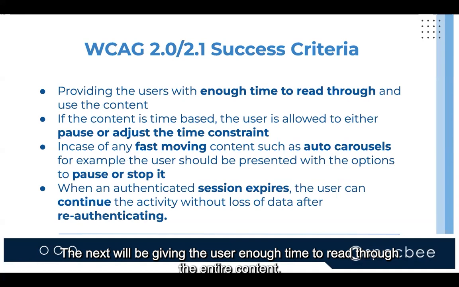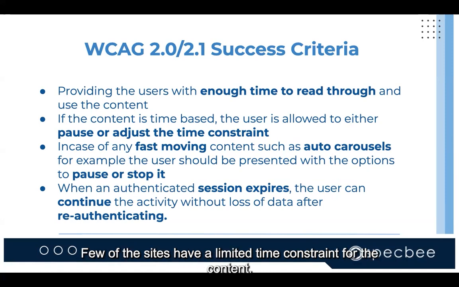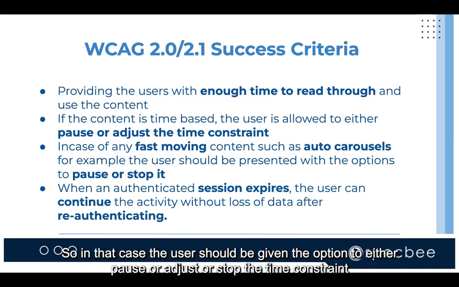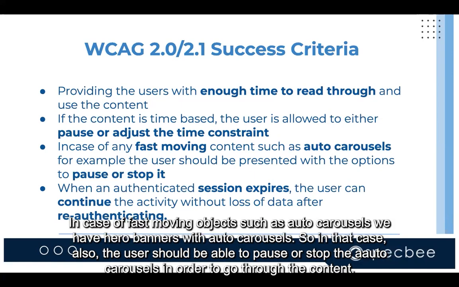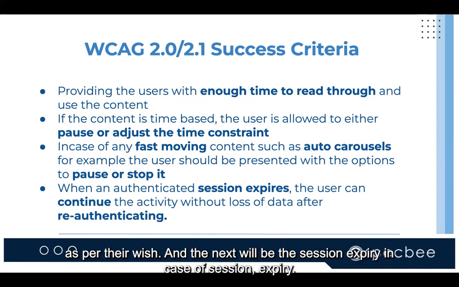The next will be giving the user enough time to read through the entire content. Few of the sites have a limited time constraint for the content. In that case, the user should be given the option to either pause, adjust, or stop the time constraint. In case of fast moving objects such as auto carousels, we have hero banners with auto carousels. In that case also, the user should be able to pause or stop the auto carousel in order to go through the content as per their wish.